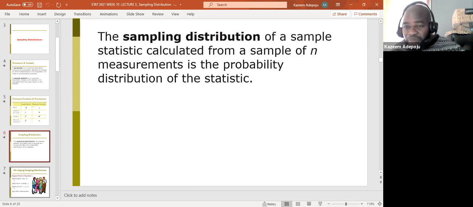Now, what sampling distribution is going to tell us is the possible values the statistic can be, and at the same time we'll be able to find the probability distribution associated with each statistic. And the probability distribution is just going to tell us the frequency, the number of times this particular statistic occurs.